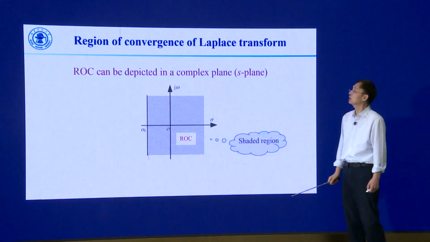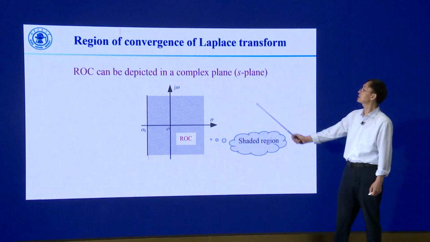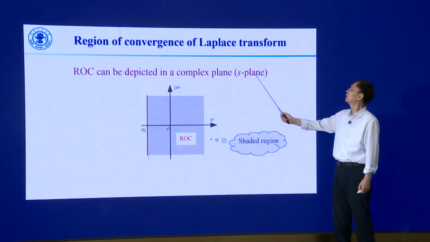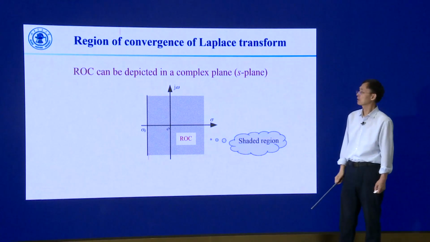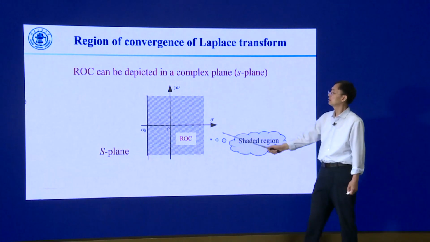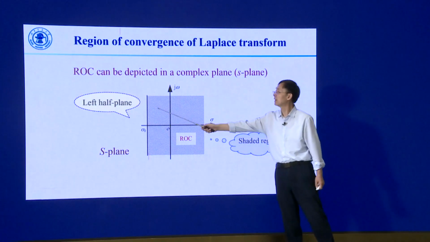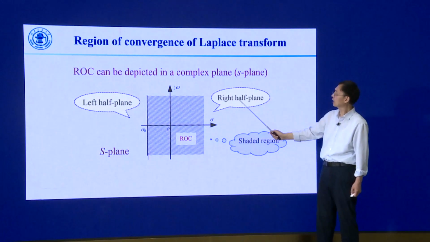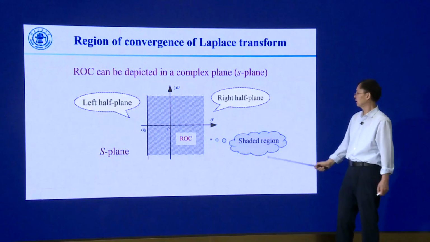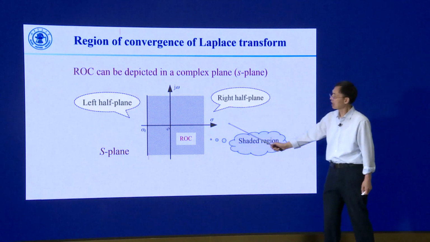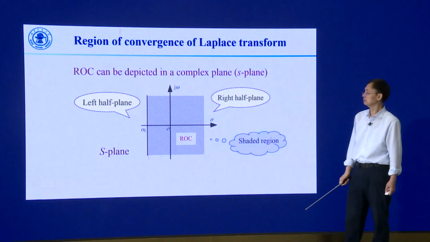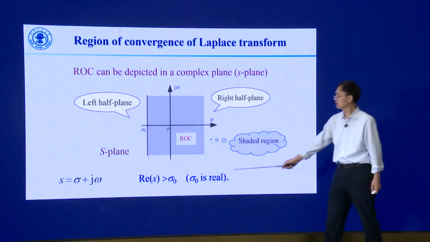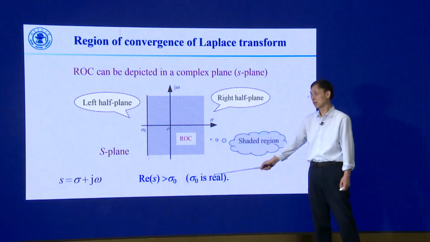The ROC can be depicted in a complex plane. We term it the S-plane. This is the left half plane. This is the right half plane. The shaded region is the ROC. Here, sigma 0 is a real number.